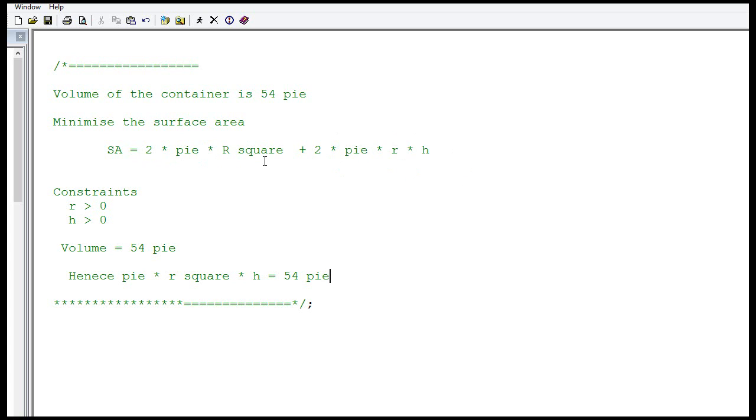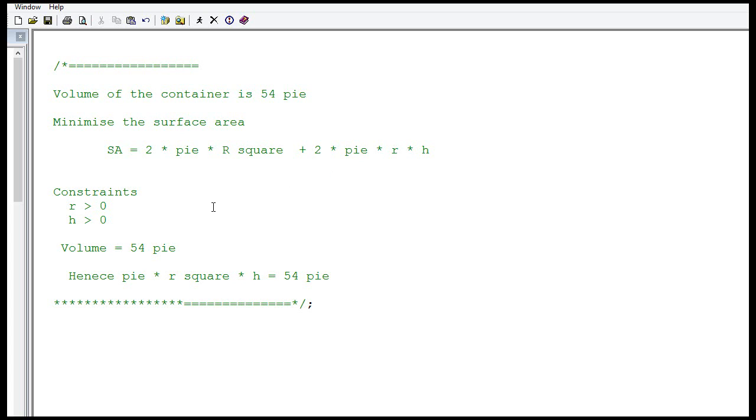2 pi r square covers the surface area for the circular portion of the cylinder, the base as well as the top, and 2 pi r h is the surface area of the side part of the cylinder. So when you combine them, you get the total surface area. So we need to ensure that this surface area is minimized for a given r and h.